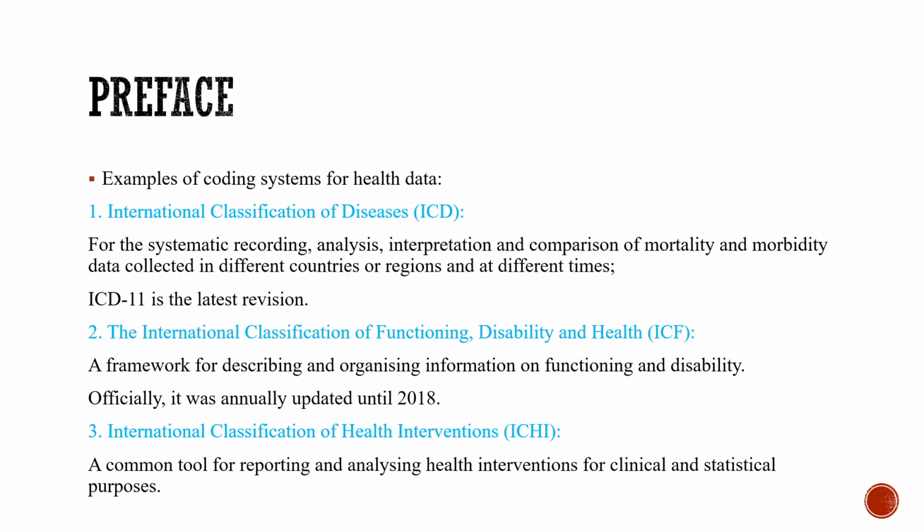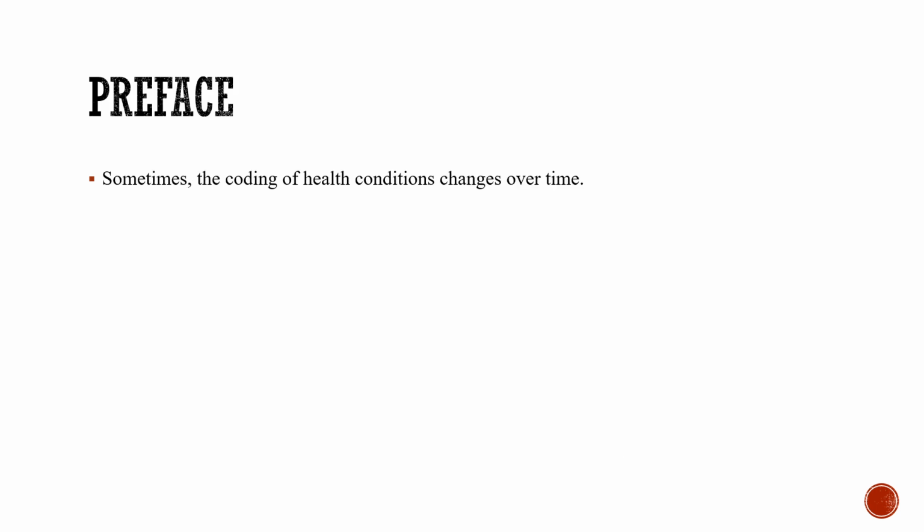The International Classification of Functioning, Disability and Health was a framework for describing and organizing information on functioning and disability, which was officially updated annually until 2018. And International Classification of Health Interventions was a common tool for reporting and analyzing health interventions for clinical and statistical purposes. However, sometimes the coding of health conditions changes over time.